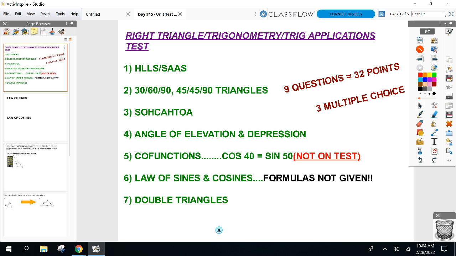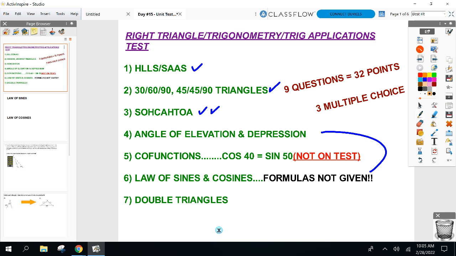And that's today's topic. We went through, again, Hills and SAS and the triangles on Thursday before break. Friday before break was SOHCAHTOA, sine, cosine, tangent. And today I'm going to get into elevation, depression, and law of sines and cosines, and probably talk about what I mean by double triangles too. Anything about the actual makeup? It's going to be pretty tough. It's a full unit, and we just had a 10-day break.